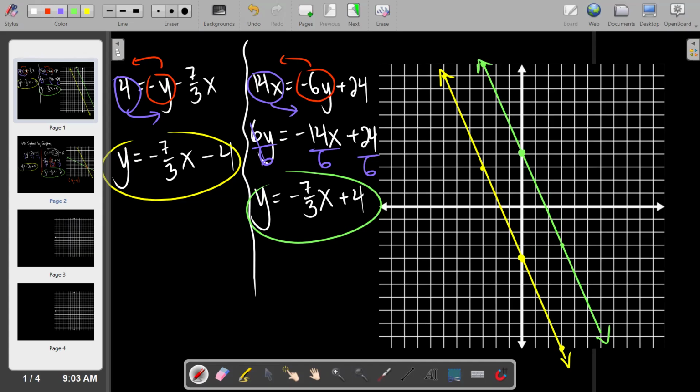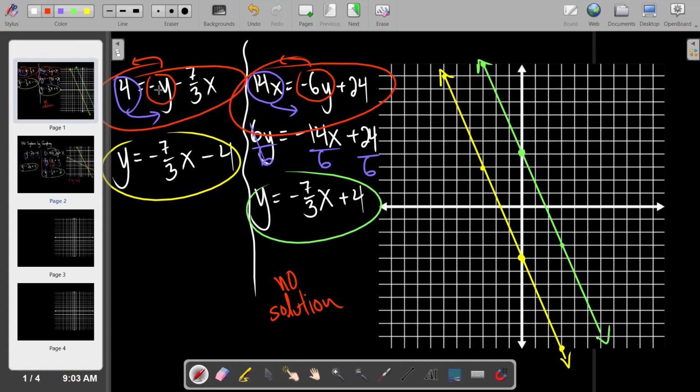Okay, so when you graph two lines and they're going to be parallel, then you can just say, I got you. The answer is there is no solution. There is no set of X and Y that can make both of these equations true at the same time. This doesn't exist. So we just have one.